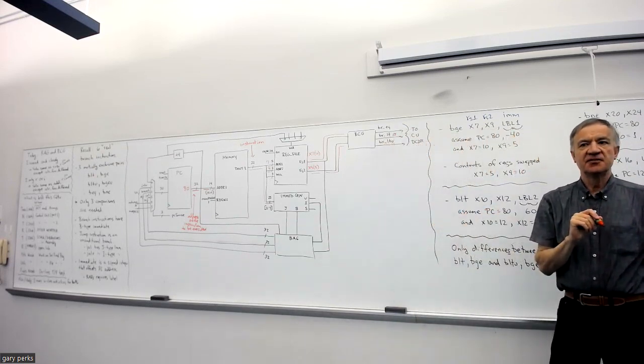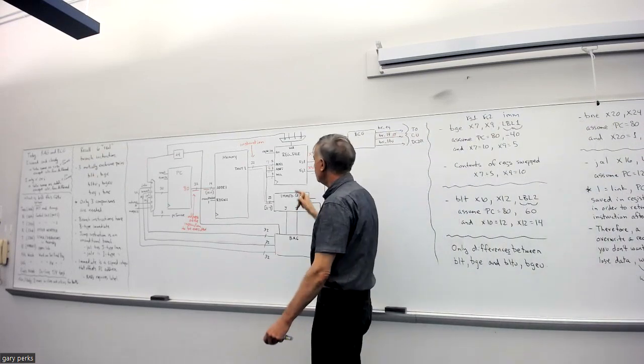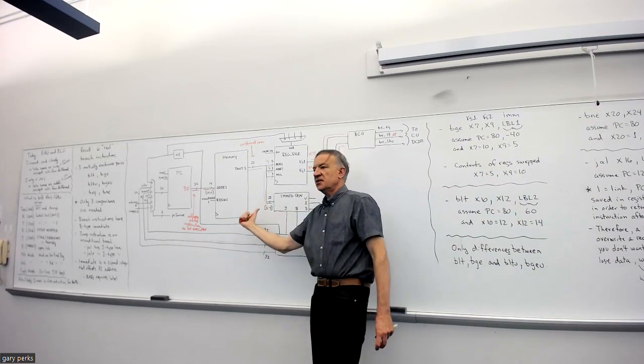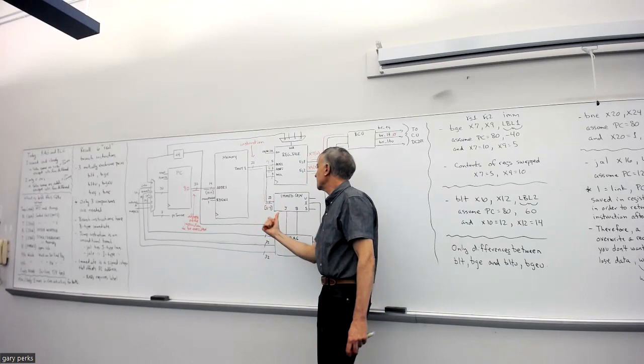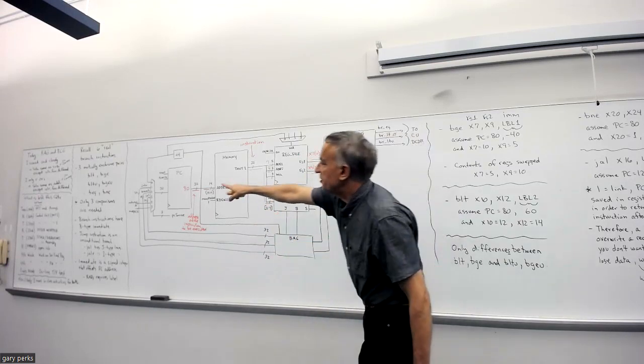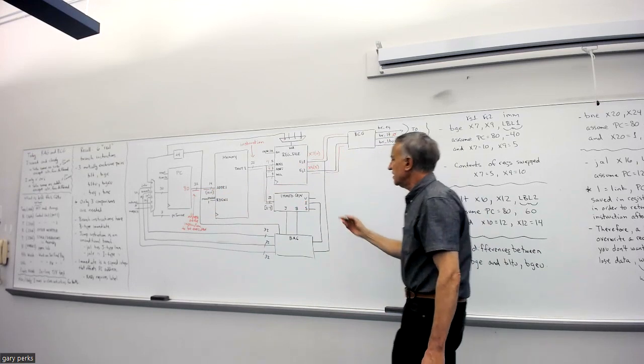Everybody agree? Okay, we're not done. Also, what's going to happen is we have an immediate. So we've got to look at this immediate generator. As we said earlier, the branch instructions have a B-type immediate.